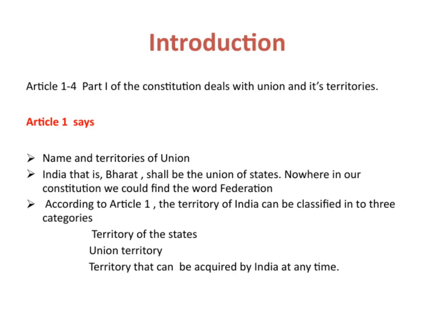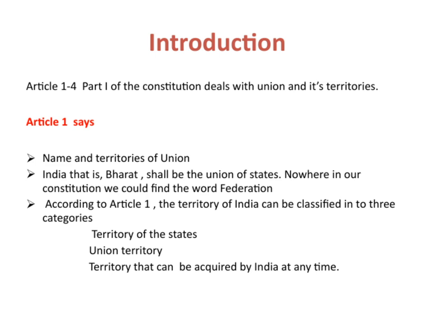Let's take a closer look at Articles 1 to 4, which are part of the first section of our Constitution. This section specifically deals with the Union and its territories. Now, starting with Article 1, it states that the name of our country is India, or Bharat in Hindi, and it emphasizes that India shall be a union of states. Interestingly, our Constitution doesn't use the word federation anywhere, which is quite unique compared to many other countries.